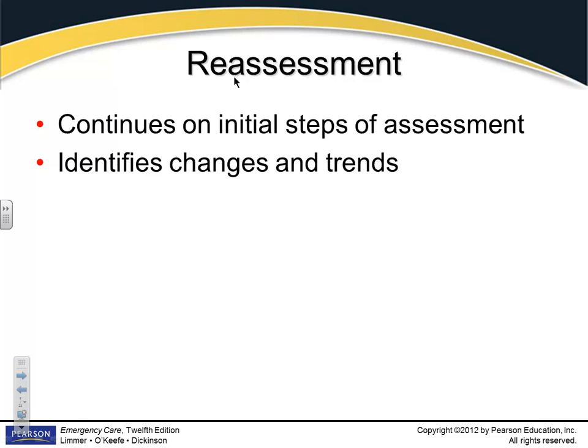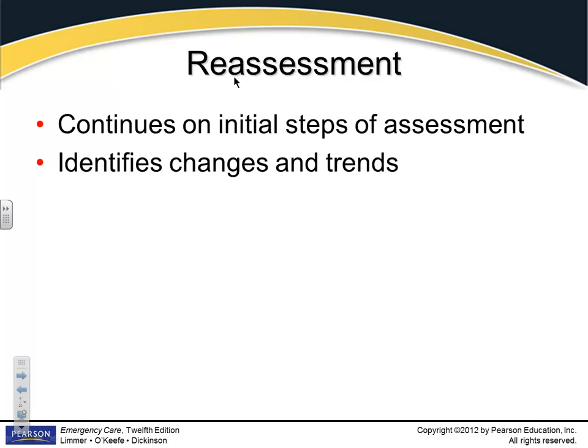So what's the next thing you do after ABC? Transport decision. Yeah. So here when it says continues on initial steps of assessment, we go back and we do our primary assessment. We recheck our primary assessment to make sure their ABC is still good. Make sure their level of consciousness is still good. See if they've changed as far as their chief complaint. Now they have something else going on that's bothersome for them. And then we may reevaluate our transport decision.